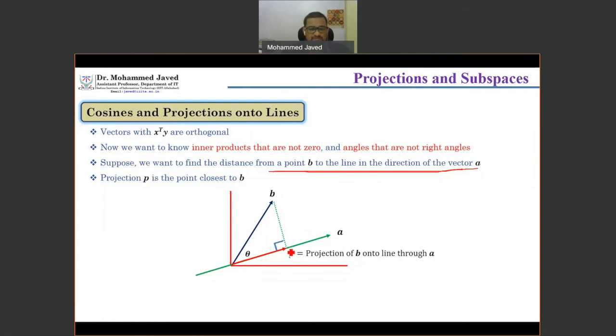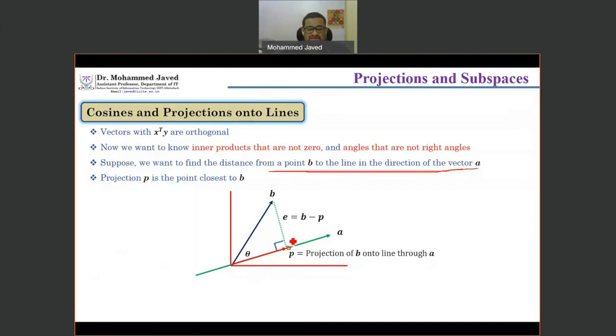So the point P is called the projection, right? This point is called the projection of B onto the line through A. So this is a very fundamental idea. We will be using this to solve many problems in this coming lecture, right?